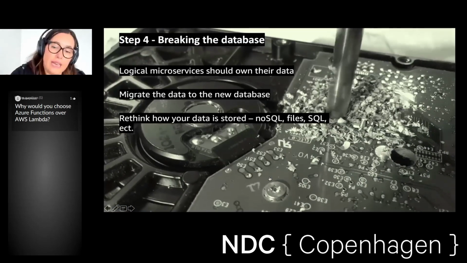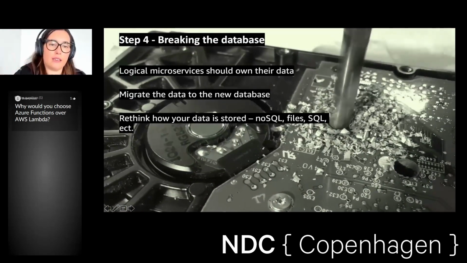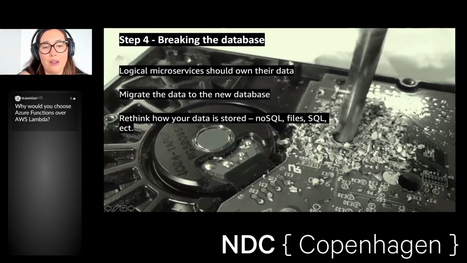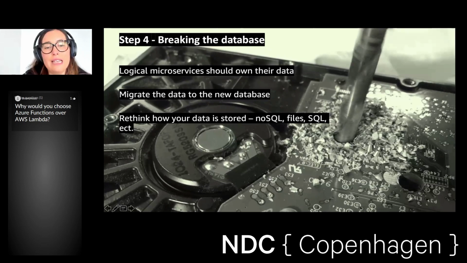Then we move to the next step, step 4, breaking the database. And this is a quite simple step. We just need to get those tables out and put them in their own database. But here is a good way to start thinking if that SQL database, for example, that we are migrating, is a good solution. Are we keeping SQL? Do we want to move to NoSQL, do we want to move to files? Think how your data is stored. This is a step for that.